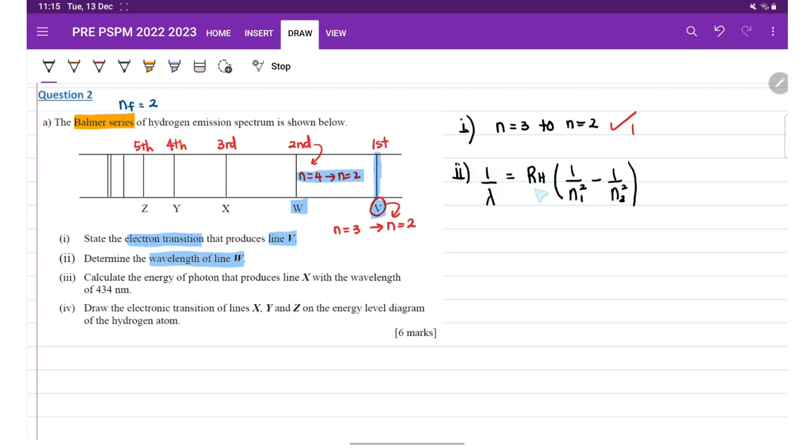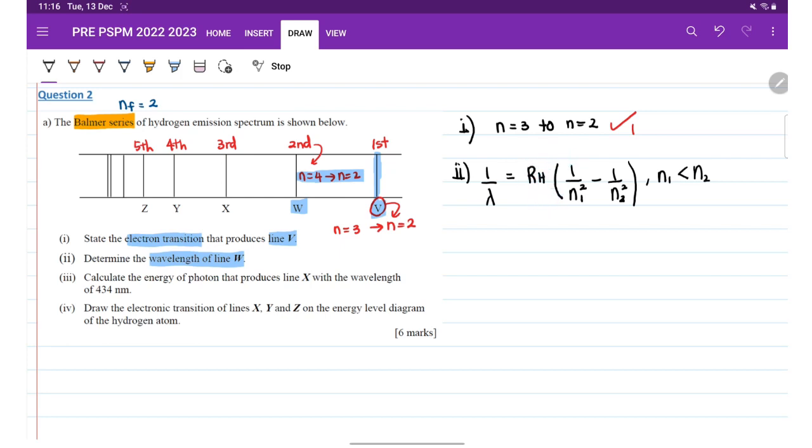1 over lambda equals RH times 1 over n1 squared minus 1 over n2 squared. Yang mana dekat sini, the value of n1 must always be smaller than the value of n2. Maksudnya dekat sini, bila kita nak gunakan this Rydberg equation, untuk nilai n, kita tak akan tentukan siapa initial, siapa final. Whatever it is, n1 mesti lagi kecil. Dan please be very careful untuk equation 1 over lambda, since kita nak kira untuk wavelength, wavelength unit dia adalah dalam meter.